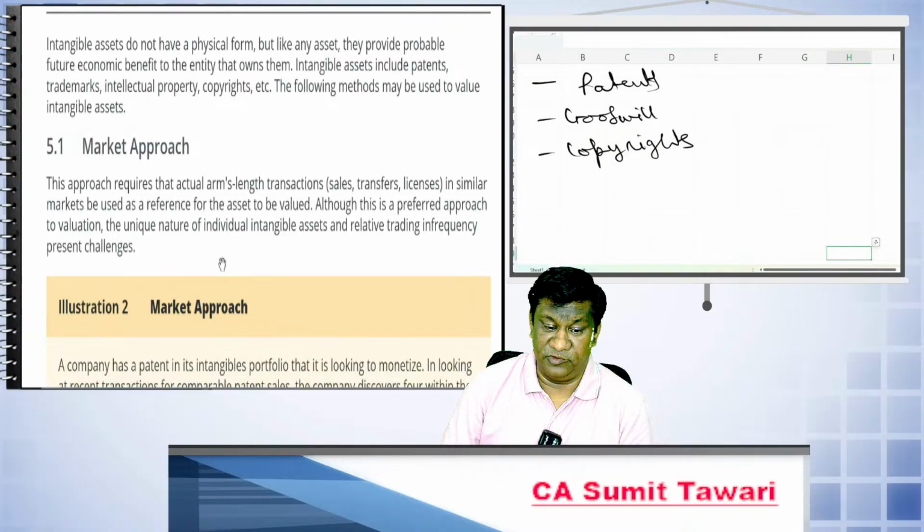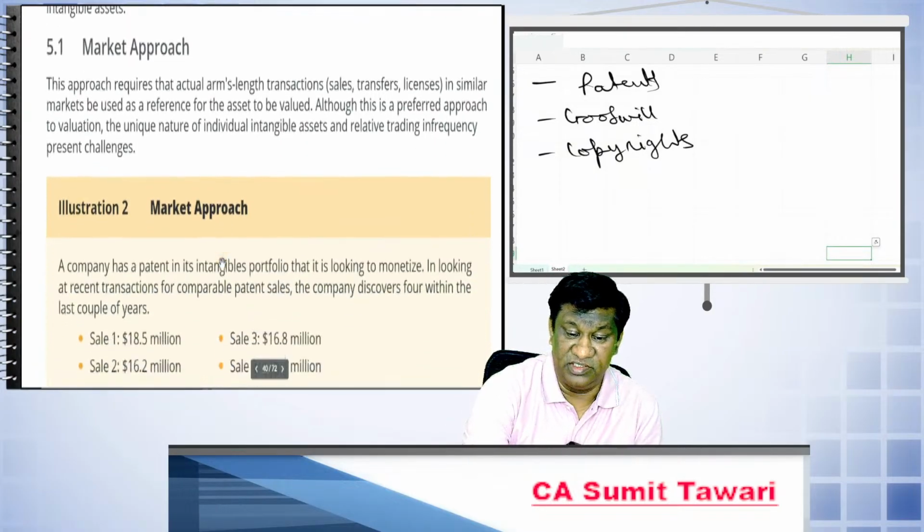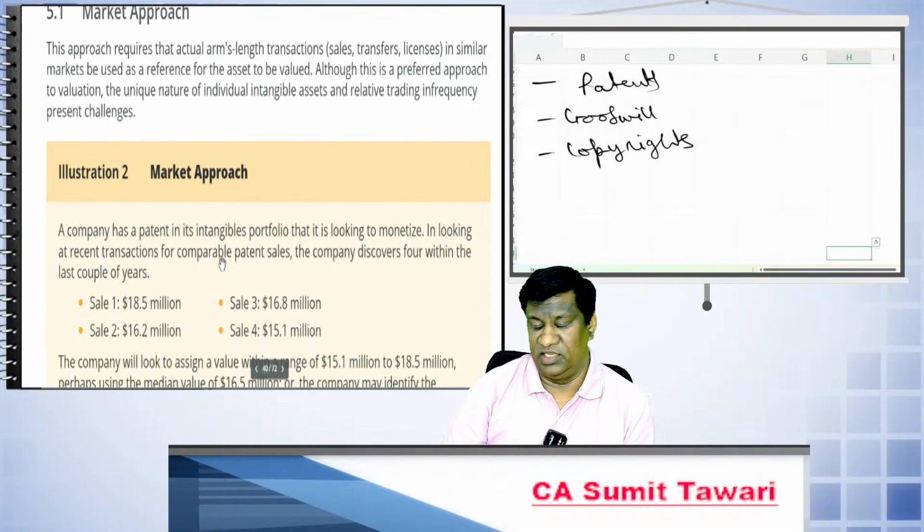So the approach requires an actual arm's length transaction, sale, transfer, or license in a similar market, which we use as a reference for the asset to be valued. It means if we have a similar asset having active trading, then in that situation we can take the reference.